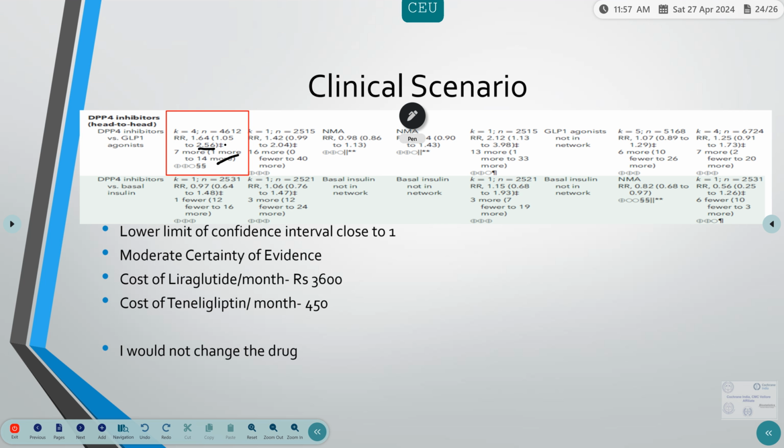Suppose 1 more death, which is the difference out of 1,000. 1 extra death per 1,000. Say I'll give you an example. In the DPP4 arm, there are 50 deaths per 1,000. In the GLP1 arm, there are 49 deaths per 1,000.